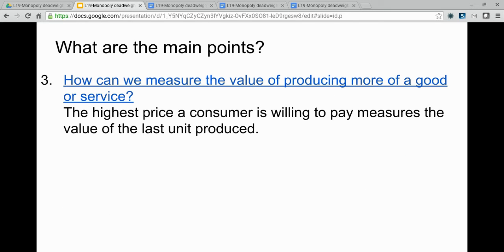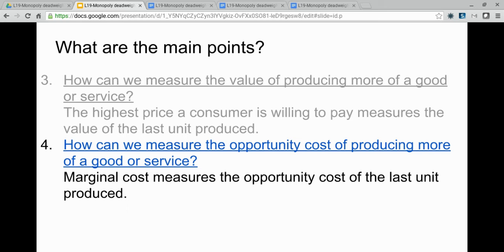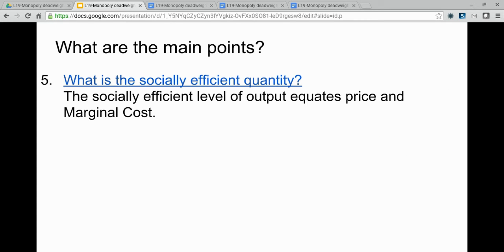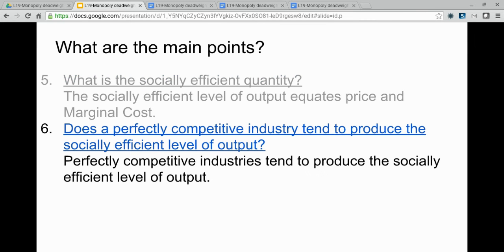The highest price a consumer is willing to pay measures the value of the last unit produced. Marginal cost measures the opportunity cost of the last unit produced. The socially efficient level of output equates price and marginal cost. Perfectly competitive industries tend to produce the socially efficient level of output. Yay for perfect competition.